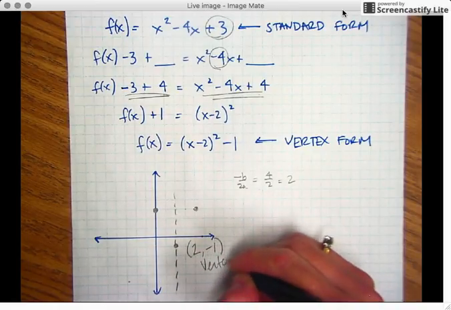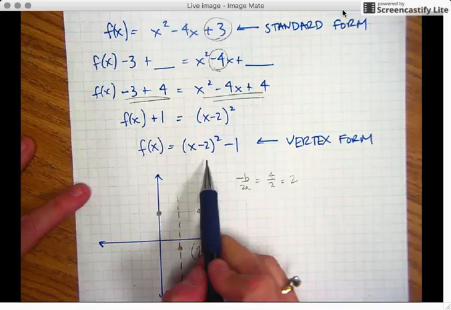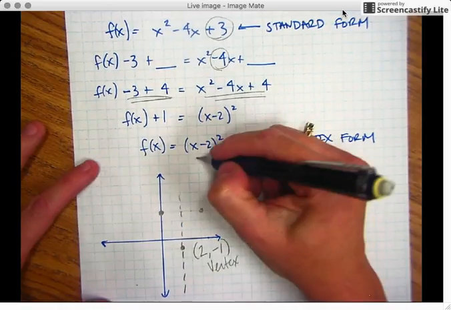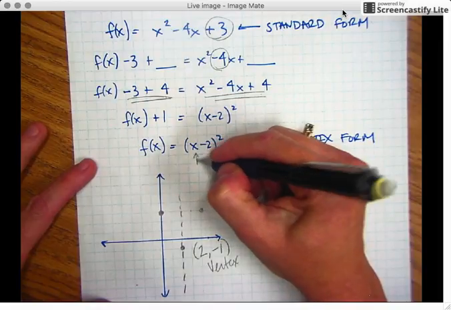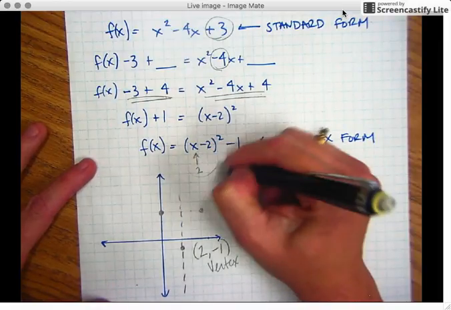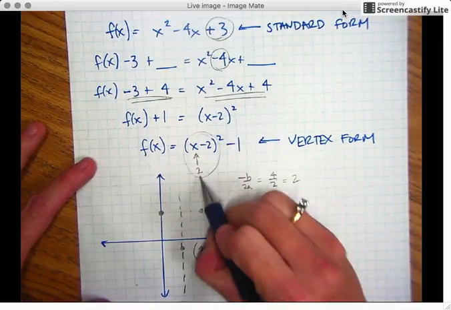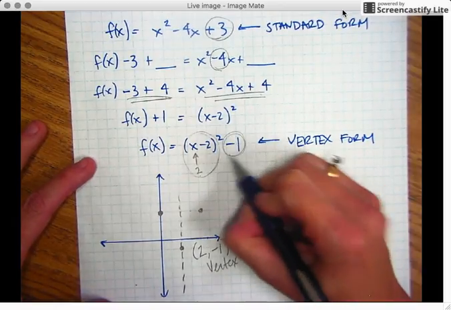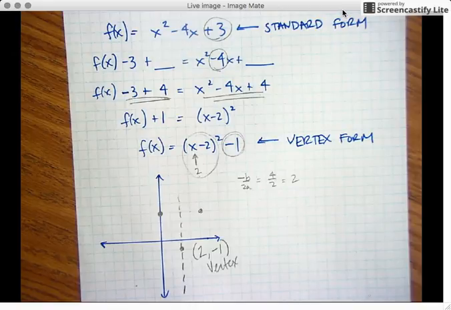The vertex. But if you look at vertex form right here, I can tell that just by looking. If I plug 2 right here, I would get a 0 in the set of parentheses. That is the x part of the vertex. And this number is the y part of the vertex. So again, just by looking, I know what the vertex is once it's in vertex form. Okay, I'm going to show you a couple more examples.